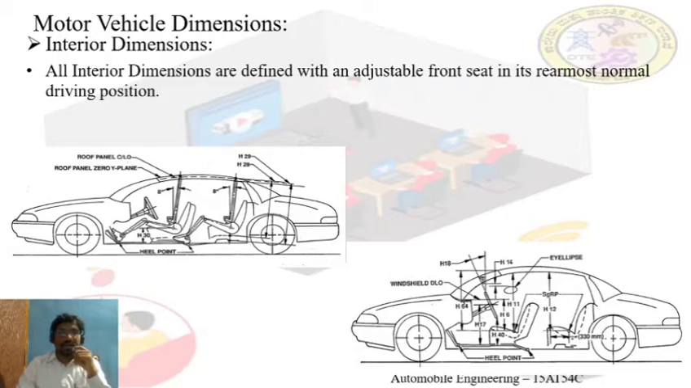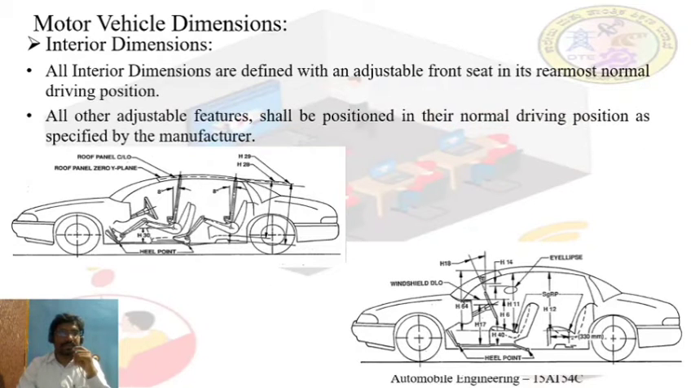for operating and controlling all those things. So all other adjustable features shall be positioned in their normal driving position specified by the manufacturer. There will be a manual which is given by the manufacturer. So based on that manufacturer manual, the remaining features can be adjusted and the dimensions can be taken.